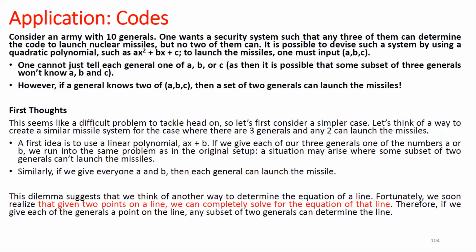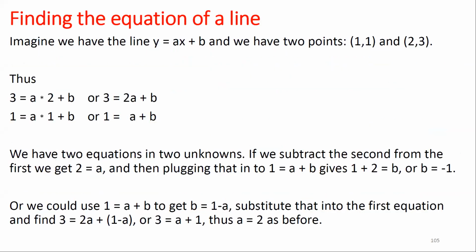So the dilemma suggests we think of another way of determining the equation of a line. And one of the nice things is, how many points determine a line? 2. 2 points. So maybe we give the generals information so that any two of them can figure out the equation of the line. So if we give each of the generals a point on the line, then any two of them can determine the line. So for example, imagine we have the line y equals ax plus b. We don't know what a and b are, and we tell one general the point (1, 1), and another general we tell the point (2, 3).